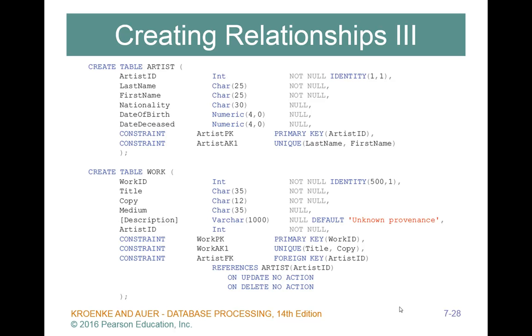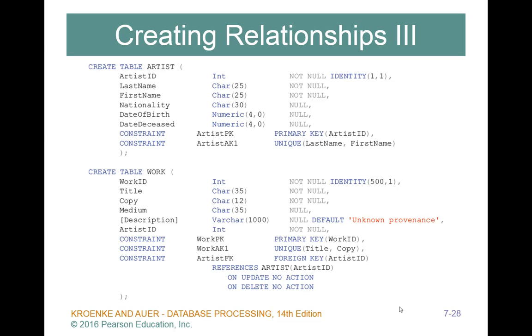The second example, we have 2 different things that we talked about earlier, but just a refresher. The description column in the table work represents a default value that we would be giving. So if in the description there's nothing put in there, instead of a null value, the default value would be unknown provenance. And then we add an additional foreign key constraint down at the bottom.